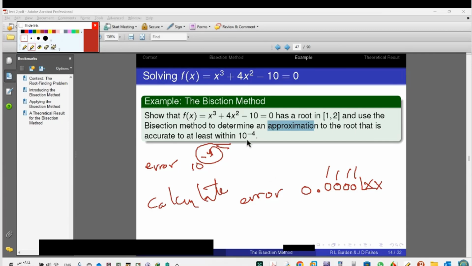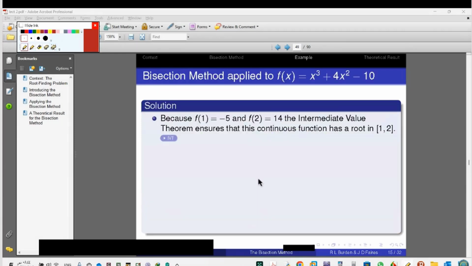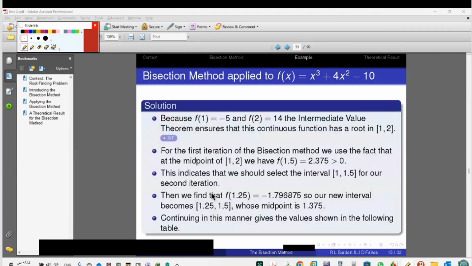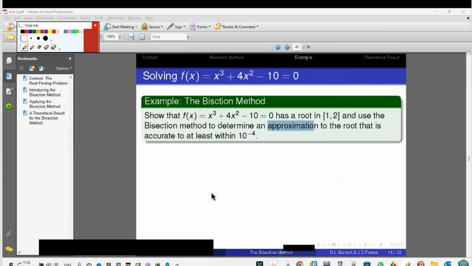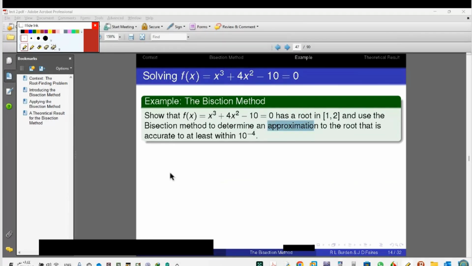Okay, so this is the meaning of 10 exponential minus 4. How can we start? Keep the error; I will talk about error later. Before starting, I have to check the conditions. How can we check these conditions? We have three conditions, and I will start with the first one.